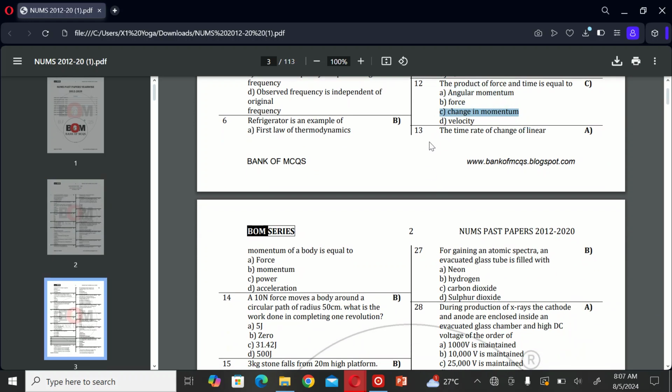The next MCQ is: the time rate of change of linear momentum of a body is equal to A. Force, B. Momentum, C. Power and D. Acceleration. So the correct option is A, force.